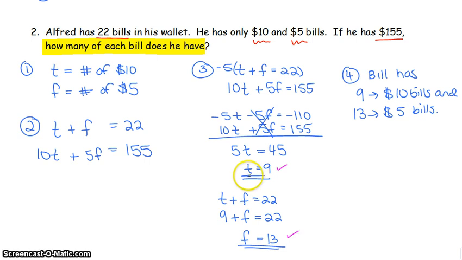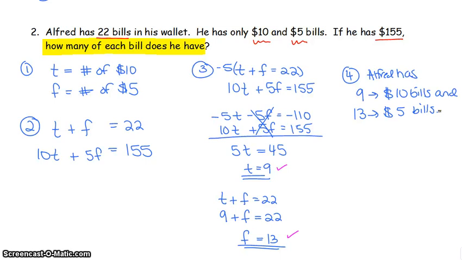Since T is 9, we've got to answer that question, and the question was how many of each bill does he have? So Bill, oh, we don't have Bill, we have Alfred. So Alfred has 9 $10 bills because T was representing the $10 bills, and he has 13 $5 bills. So make sure that you take those values of your variables and tell me what they represent.